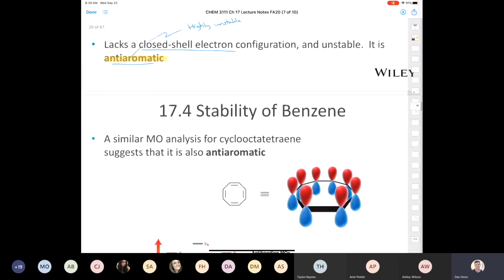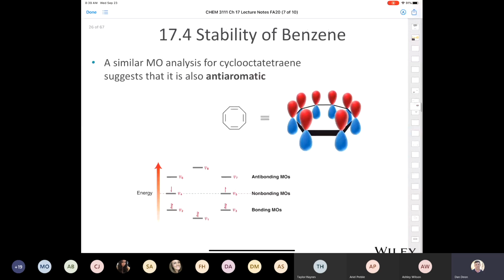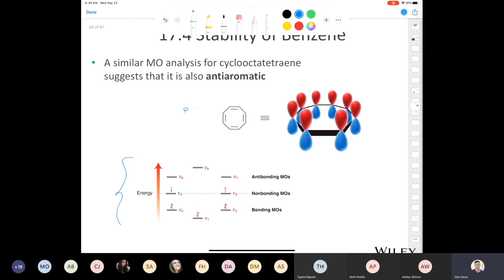Now let's take a closer look at cyclooctatetraene, and this is a very specific example, and you will be asked to know this example. If you do the same kind of molecular orbital analysis for cyclooctatetraene, it's got a total of 8 pi electrons. Here are the MOs. You get the bonding, the non-bonding, and the anti-bonding, and you can see that you have 2 unpaired electrons in non-bonding molecular orbitals. So it lacks that closed shell configuration. Okay, and you might think, well, it's anti-aromatic, but in fact, it's not anti-aromatic. And you're like, well, why does it say anti-aromatic?